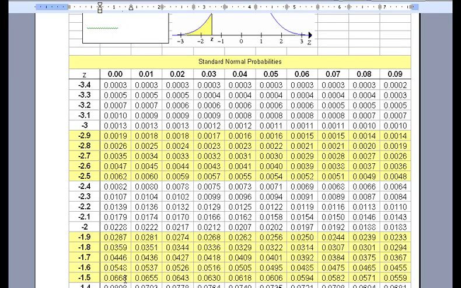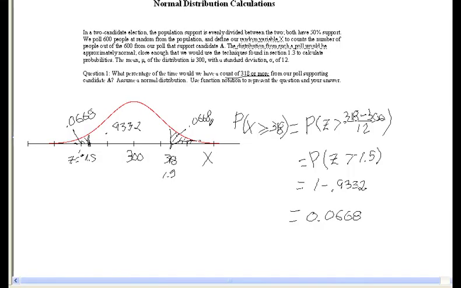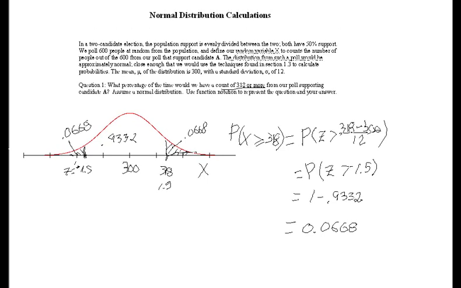But again, this is the reason that we draw a picture. That way we keep our orientation. We know which way we're going. We know what we want. We can already expect what we want to see at the end. And again, you can see what the answer here is. It's 0.0668, which is what we found when we looked at the negative side.